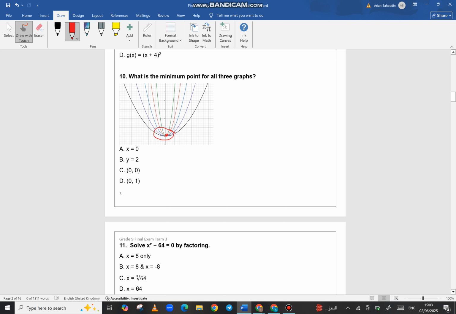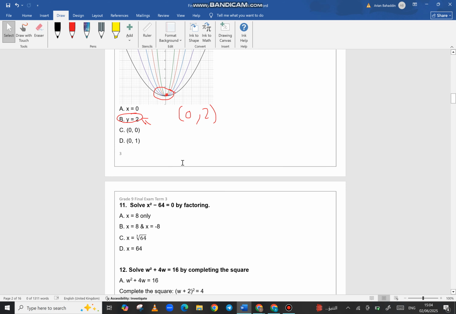The minimum point of all of these graphs, you look at this point here, we can see it's clearly 2. Yeah, there's 3, there's 1, that's going to be 2. Is it x equals 2, y equals 2, 0, 0, 0, 1? Well, clearly this is the y-axis. We always know the vertical axis is the y-axis, so it's going to be y equals 2. Now the full coordinate would be 0, 2, if it was a full coordinate, but we just care about y for now. It's the y-intercept as well.